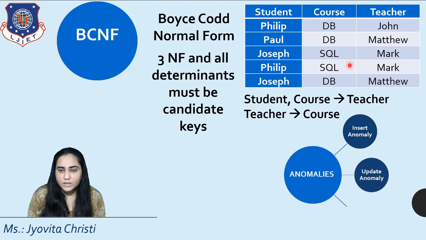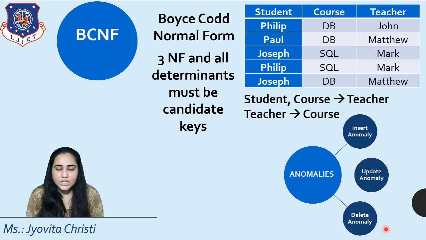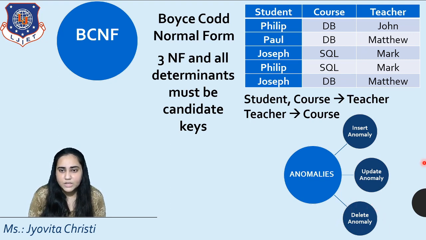Then the update anomaly. If I want to update the name of a course, or I want to update the name of a teacher, then I have to update in several places. And there's also the delete anomaly. If I delete one row because, let's say, I want to delete one teacher, then I'm deleting the name of a course as well as the name of a student. For example, if I want to delete Mark, then I'd be deleting all data about Joseph and Philip, and also the entire course SQL. So you see, this is not a proper efficient design, and it's definitely not in BCNF.